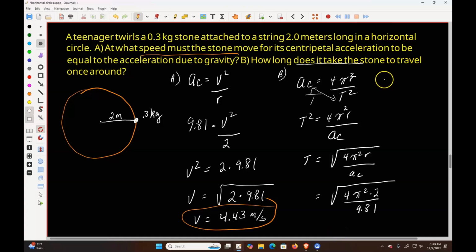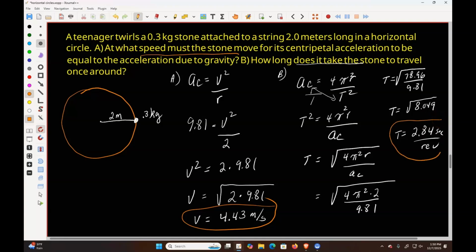Okay, so that gives me that T is equal to the square root of 78.96 divided by 9.81. So that means that it's the square root of 8.049. So the period is equal to 2.84 seconds per revolution. And that will be our answer.